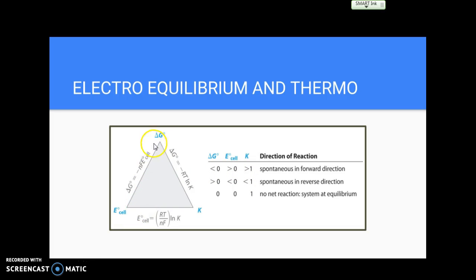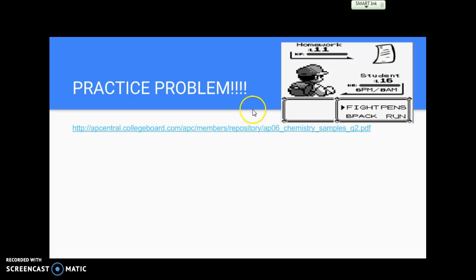And right here, it's a triangle showing you how it all relates. Delta G equals negative RT ln of K, delta G equals negative nFE, and that's not thermochem. I don't need that. Don't need to know that. That's you. That's not me. And right here, it's just a chart showing you how all that relates. Right here, we got some homework. Got a practice problem you got to know.